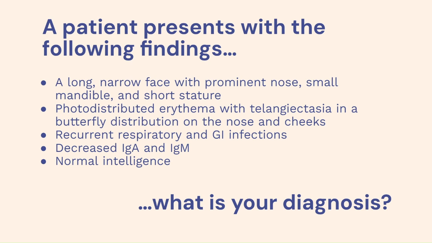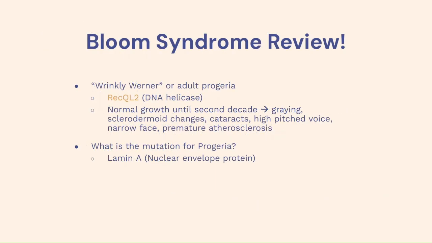Photodistributed erythema and telangiectasias. Well, all right, all of these have that. Recurrent respiratory and GI infections, so decreased IgA and IgM. Now you know the answer. What's the answer? Bloom syndrome.